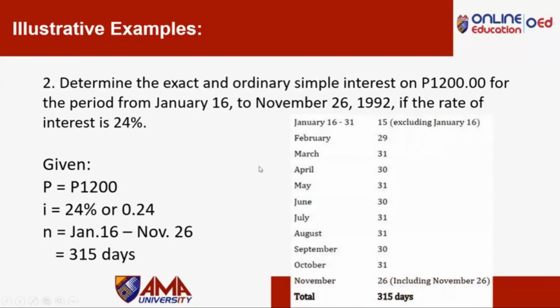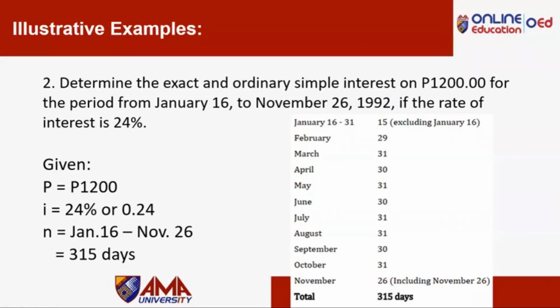So how did we get that? From January 16 to January 31, excluding January 16, we just subtract: 31 minus 16 is equal to 15 days. Then we have February 29 because 1992 is a leap year. For March, we have 31. For April, 30. For May, 31. For June, 30. July 31, August 31, September 30, October 31, and November, we have 26 days, including November 26. So the total is 315 days.